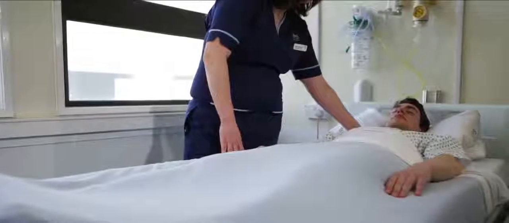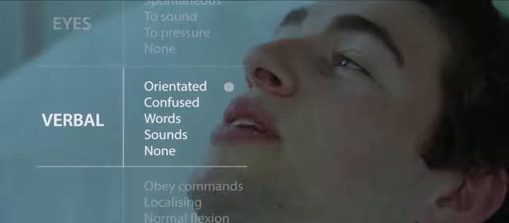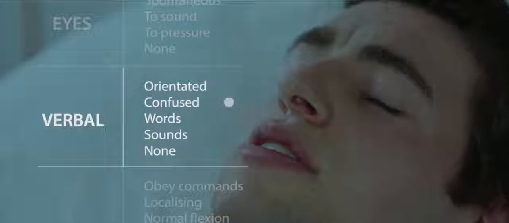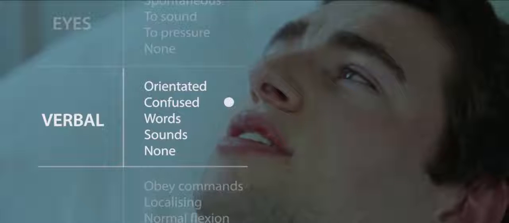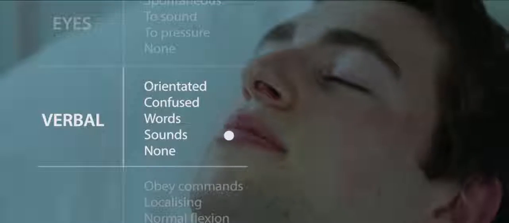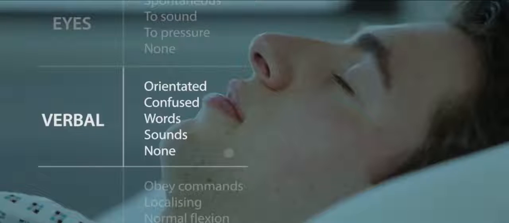To assess a verbal response, ask the patient to tell you their name, where they are, and what month it is. If they answer correctly, record orientated. If during conversation the patient is able to speak in phrases or sentences, but is unable to give the correct answers to these questions about orientation, record confused. If they do not talk sensibly, but utter single words, record words. If the patient moans and groans with no recognisable words, record sounds. If the patient makes no sounds at all, then record none.